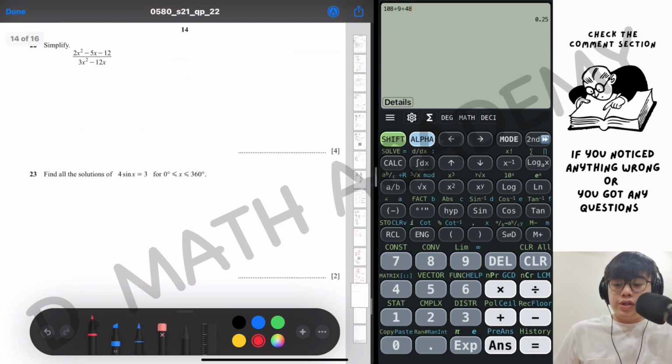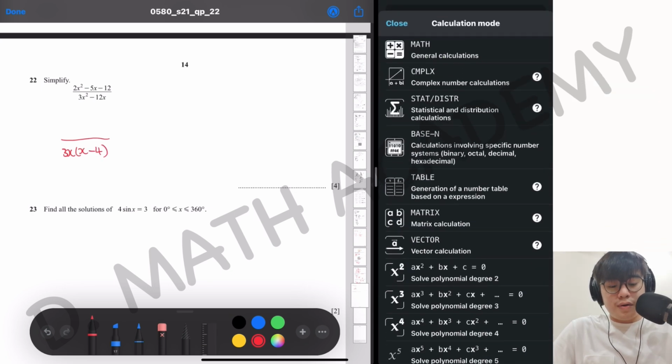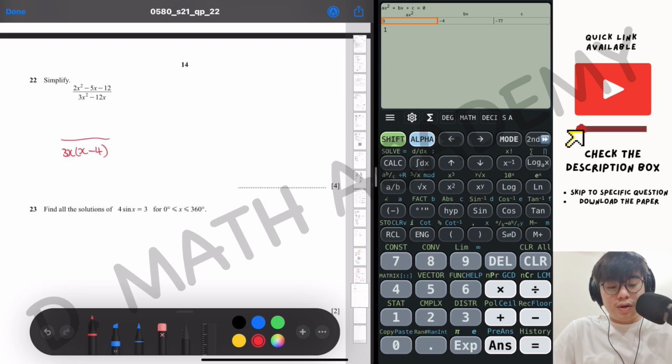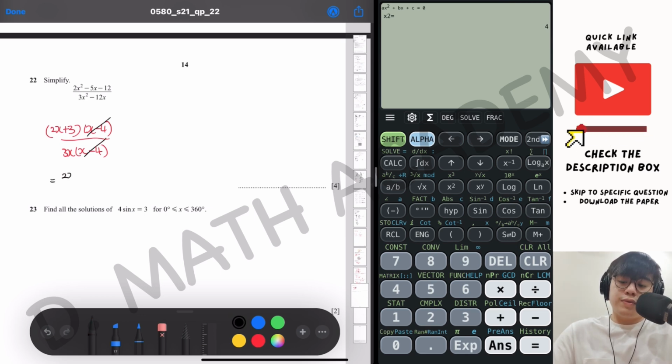Moving on to question 22, simplify this, quite straightforward. I will first adjust the denominator here. You will get it as this. While for the numerator part, when you adjust it accordingly, you will get your answers as 2x plus 3 as well as x minus 4. So these two can be cancelled. And your final answer will be 2x plus 3 over 3x.